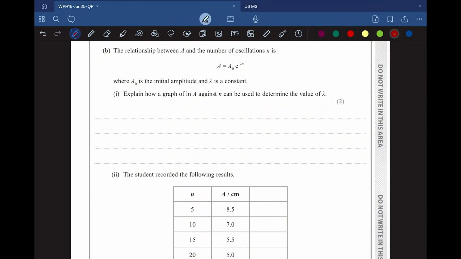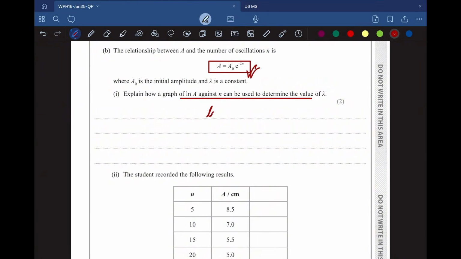In part B of question number 3, it says the relationship between A and the number of oscillations n is A equals A naught e to the power of minus lambda n, where A naught is the initial amplitude and lambda is a constant. Explain how a graph of ln A against n can be used to determine the value of lambda. This is a very common question where we'll have to convert this into y equals mx plus c. We'll have to compare it with y equals mx plus c.